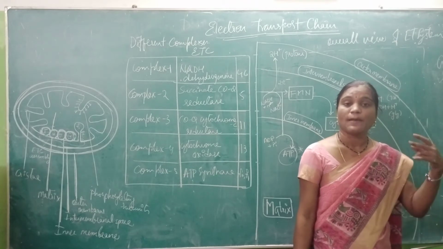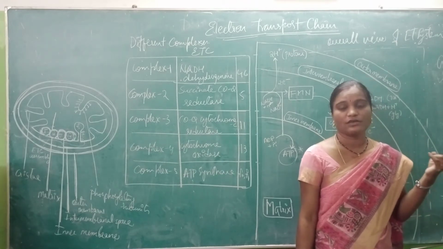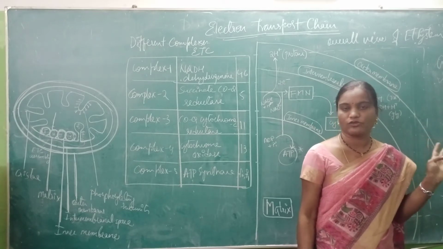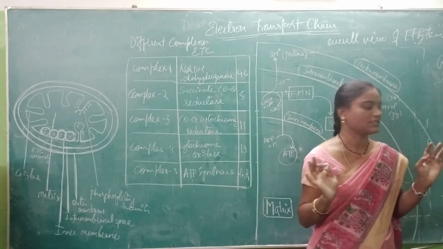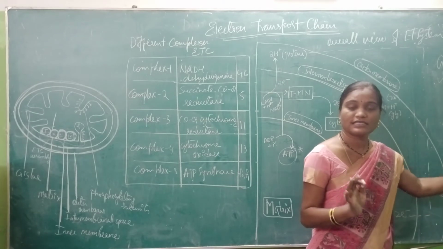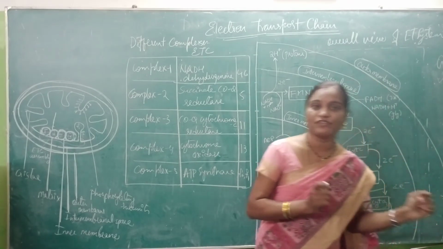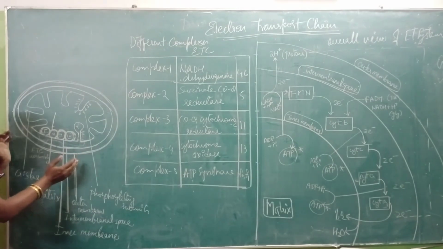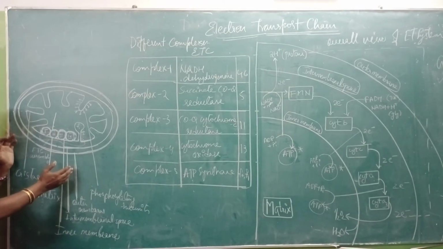Each pair of hydrogen ions will release 3 ATP molecules. So that is the summary of the electron transport chain. This is a 6-step process. After finishing this 6-step process, you will be learning about the structure, the ultrastructure of mitochondria.